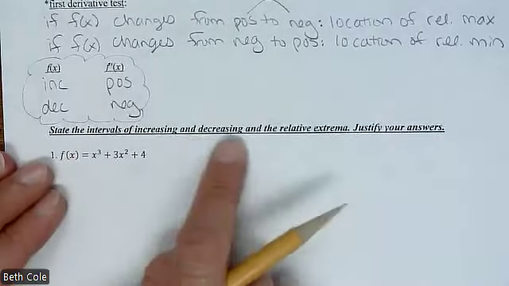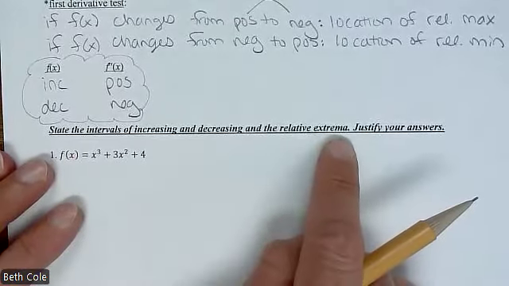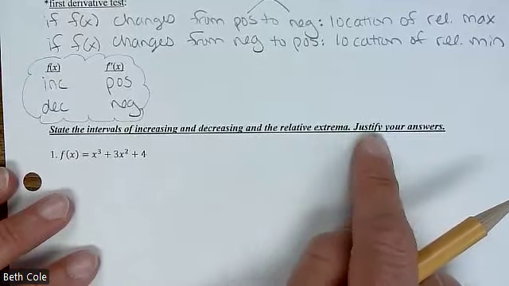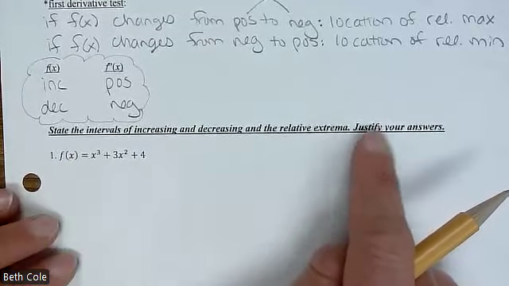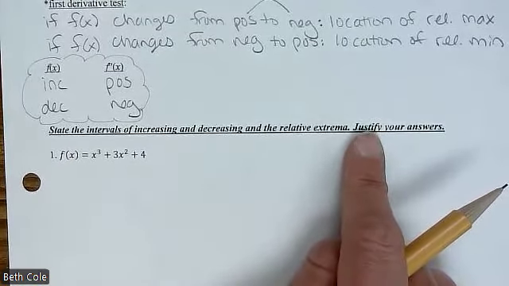So we're going to find our intervals of increasing and decreasing and the relative extrema. There's your relative maximums and minimums. Justify. I know that's a scary word, but it shouldn't be by the time you leave here because I'm just going to drill it into you and you're going to be just fine. That means write a sentence. A sentence should have the word because in it.